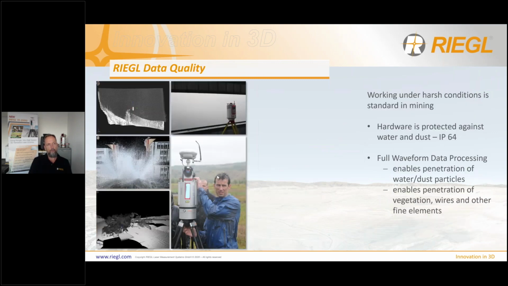So let us speak a few words about RIEGL data quality and working under harsh conditions, which is standard in mining. We don't have a clean environment. We have harsh conditions. We have dust, we have rain, we have fog, and the hardware is protected against water and dust with an IP rating of 64, so you cannot damage the hardware. But what about the scan data which you acquire in such an environment?